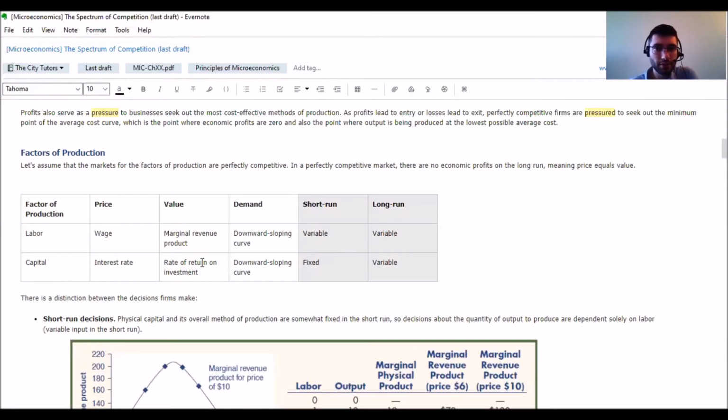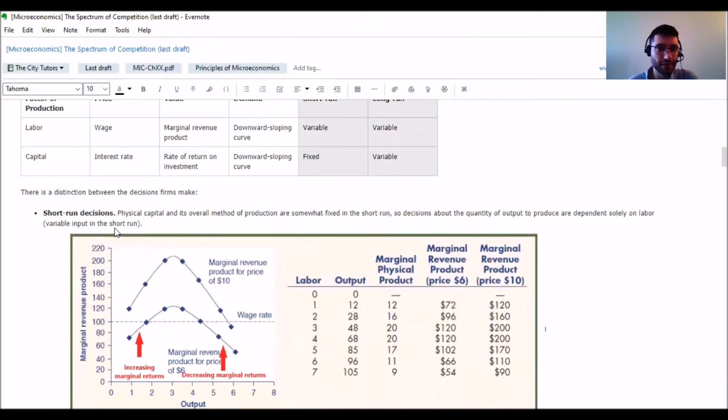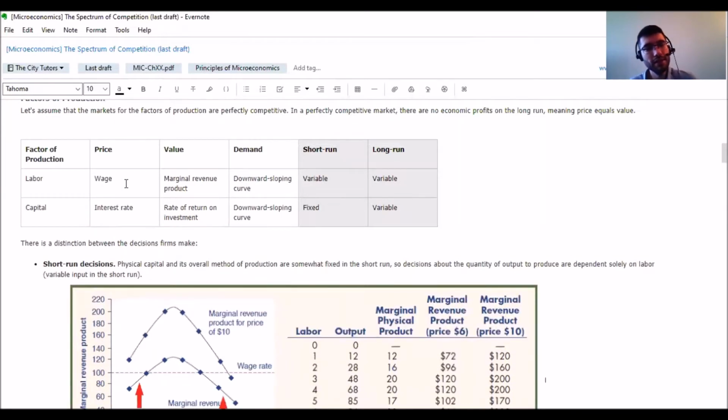And so in the long run, there will be no economic profits, meaning that the price of the factor of production will equal the value of the factor of production for each individual firm. In the case of labor, the price of labor is the wage that the company pays, and the value will be the additional revenue in terms of dollars that this person will produce.